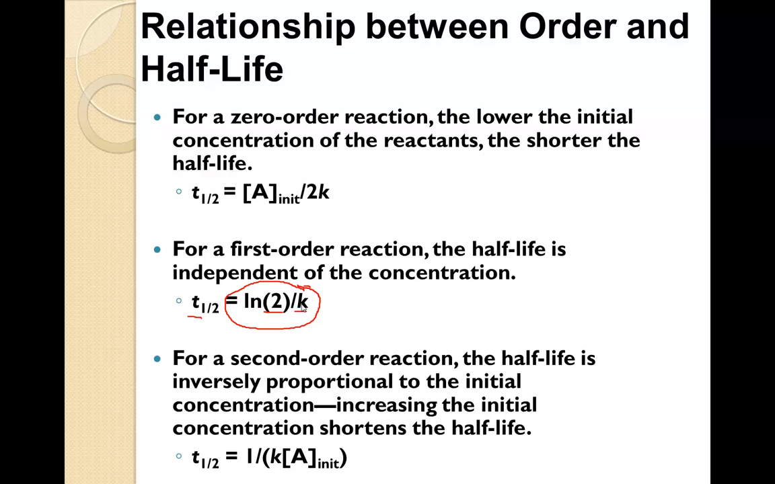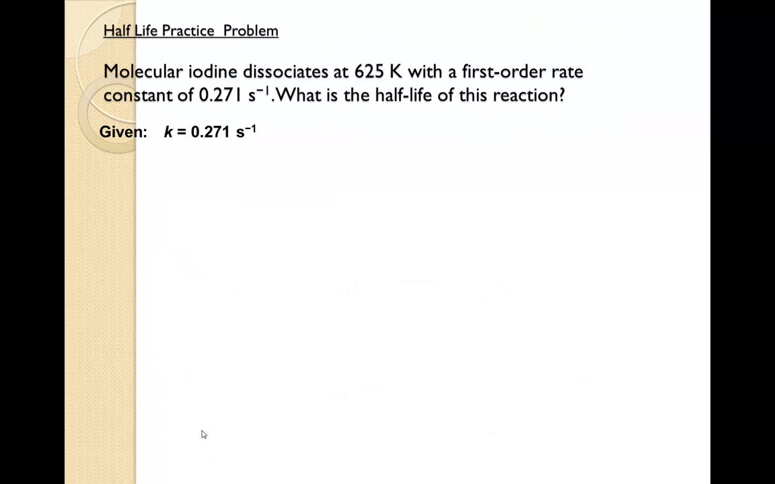For a second-order reaction, the half-life is inversely proportional to the initial concentration. Increasing the initial concentration shortens the half-life, because it's 1 over it. So as this number gets bigger, the total half-life gets smaller. So let's do some practice problems with these.